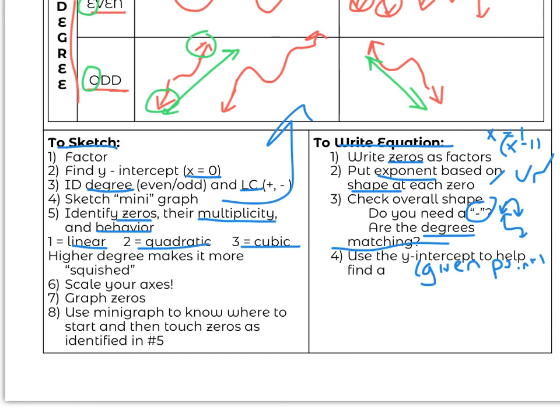We're going to scale our axes. So I just mean you need to put your little marks on your x and y axes, graph your zeros, and we're going to use our mini graph to know where to start. And then touch our zeros as identified in 5. And we're really going to explicitly do this with something called a sign chart.